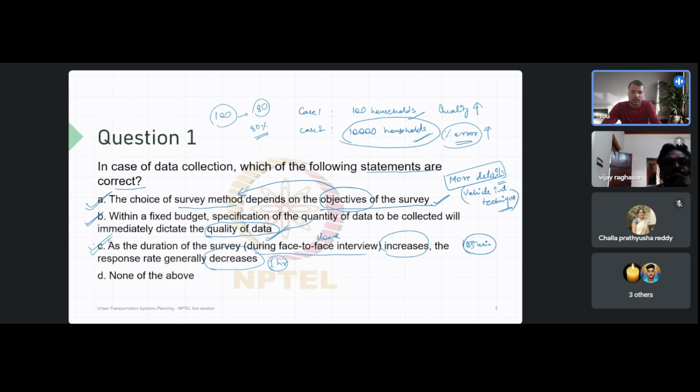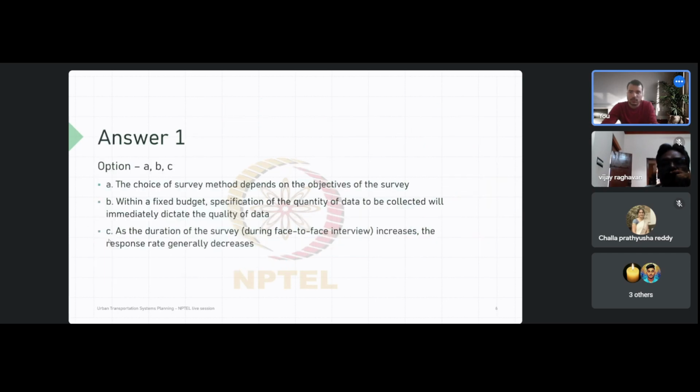So we'll discuss the answer again now. I have a separate slide just for the answers. So options A, B, and C are correct. The choice of survey method will depend on the objectives of the survey. If we have a fixed budget, then specification of the quantity of data to be collected will immediately dictate the quality of data. And as the duration increases, response rate generally decreases. Human behavior. I hope I was clear. Can I have some response if this was clear? And we can go ahead.